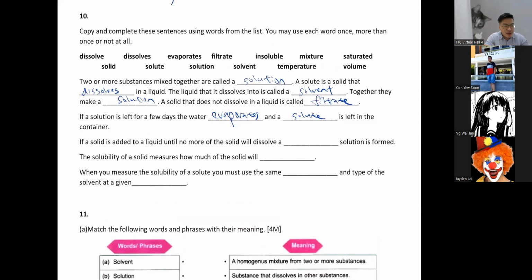Is everyone here today? Okay, Jaden, Kenyu, and Wei Jun. Oh, Joel is not here yet.